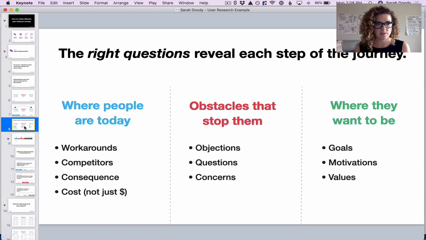And I will point out examples in my survey so you understand which questions map back to each of these. But where people are today, you might ask questions related to competitors or workarounds that they're doing in order to solve a problem. Maybe you're asking them, well, as a result of this problem, what are side effects? What are the consequences that are happening beyond just money?